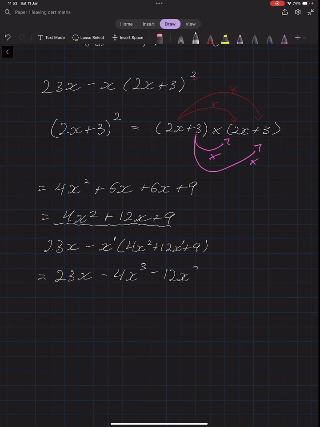And here we have an x squared, because x times x is x squared, and then I can just do minus x multiplied by 9 is just minus 9x. Now again, I have x's and x's, so I can add them. So I can get minus 4x cubed minus 12x squared plus 23 minus 9 is plus 14x. And that's the final answer. Okay?